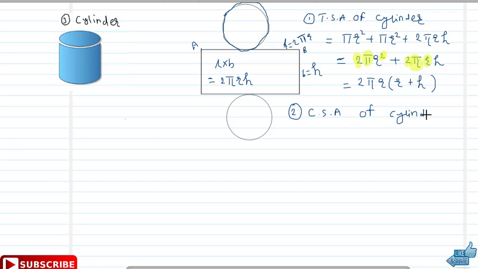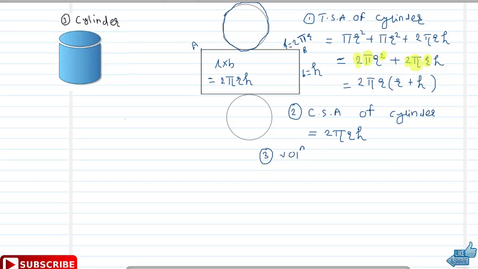So CSA of a cylinder, that is the curved surface area of the cylinder, is this rectangle, and this rectangle is nothing but L into B. Instead of L, we are using 2 pi r. Instead of B, we are using h. So the curved surface area of the cylinder is 2 pi r h. Isn't it a simple one? It's really very simple. Now the third one of the cylinder, that is volume of cylinder.